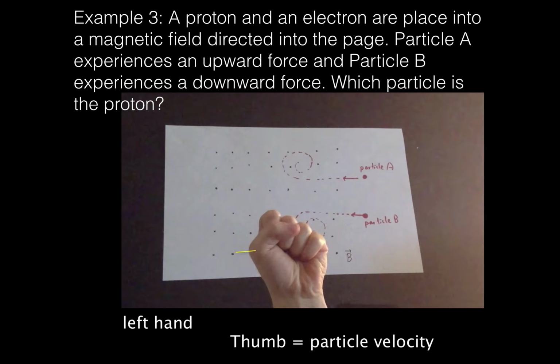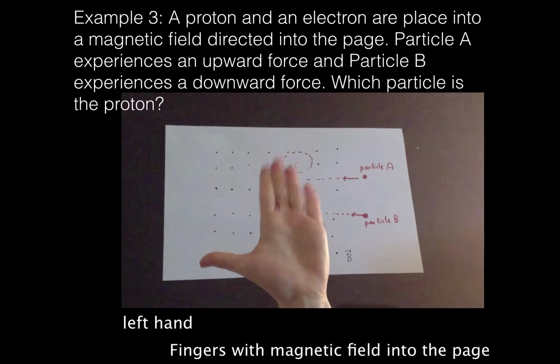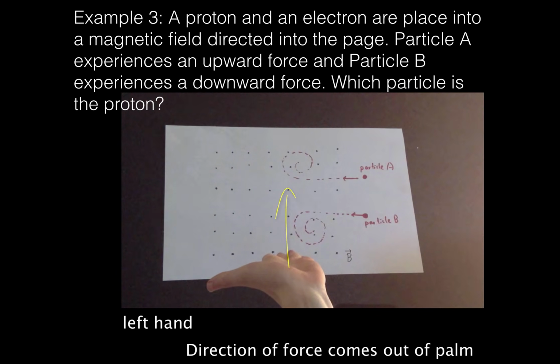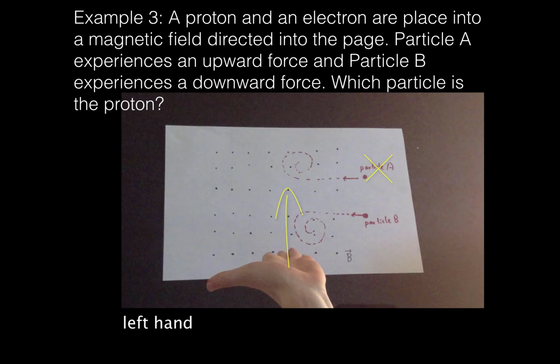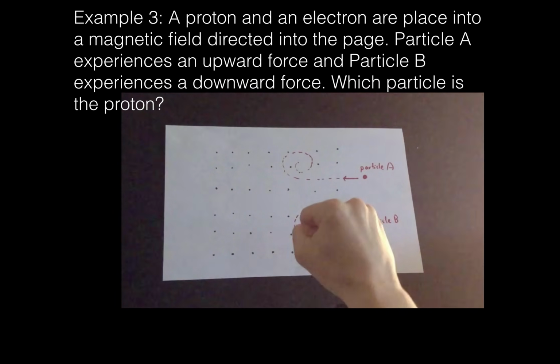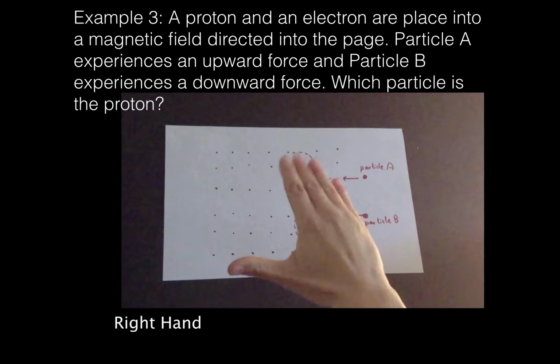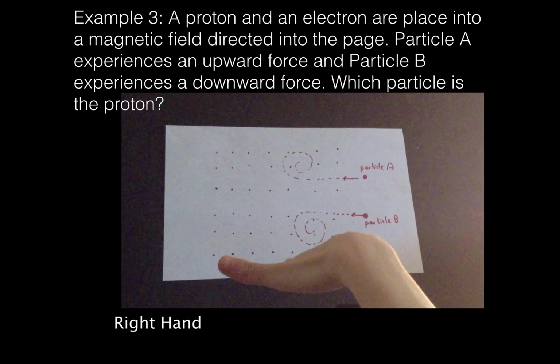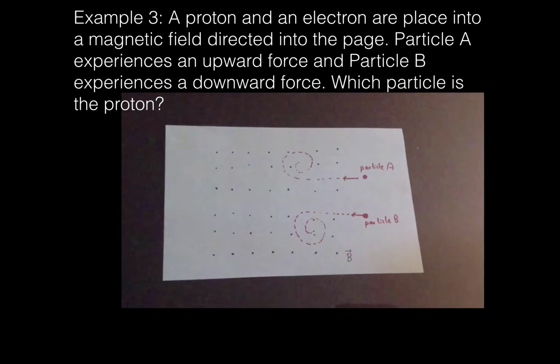Starting with the left hand, we point our thumb in the direction of the particle velocity, our fingers into the page, and the force comes out of the palm. This eliminates particle A, which is forced upwards. Checking with our right hand, particle B. Right-hand thumb goes in the direction of the particle velocity, fingers into the page. The force ends up downwards, which tells us particle B is the proton.